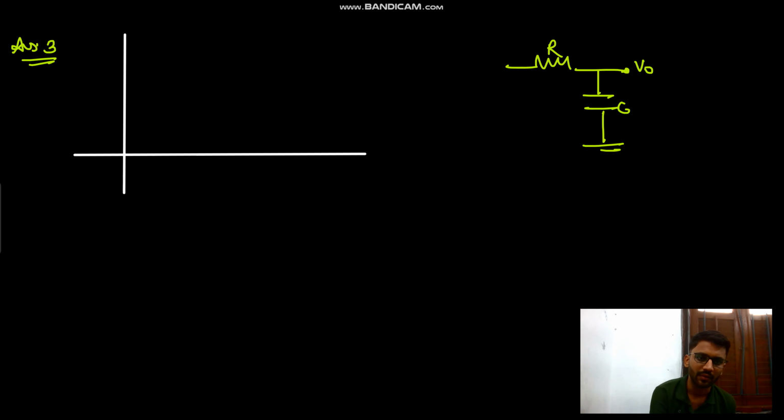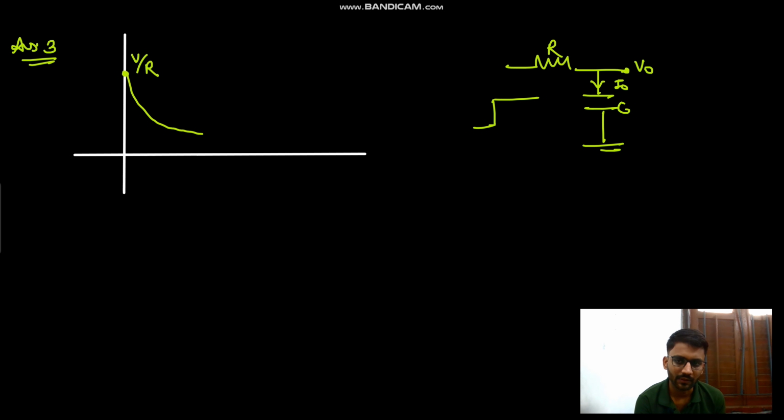RC, V naught, I naught. Okay, so the current initially is V by R and slowly it starts reducing. So this is T and this is I naught, from V by R to 0. Once the capacitor charges to 5 volt, there is no current. So from V by R to 0 it reduces. Okay, now talking about the slope.